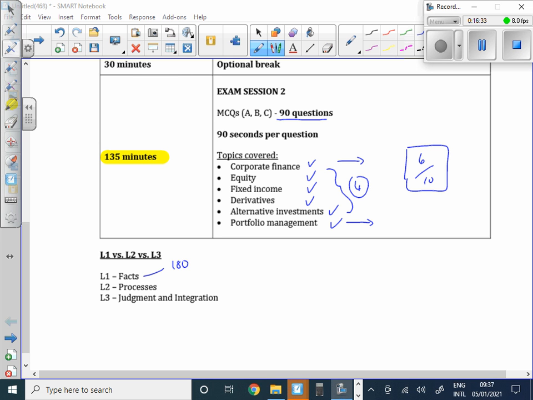Level 2 talks more about processes, and you need to start to bring the information together. And Level 3 talks a little bit more about judgment and integration, integrating the information. You guys are going to find Level 3 is predominantly a portfolio management exercise to a large extent. Most of the stuff is going to be in that particular section.